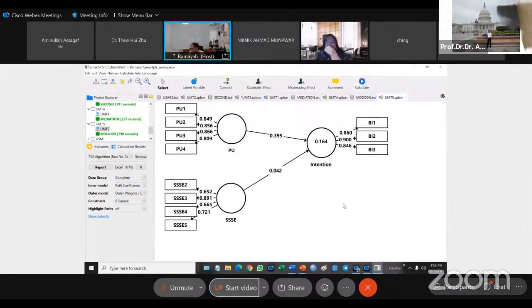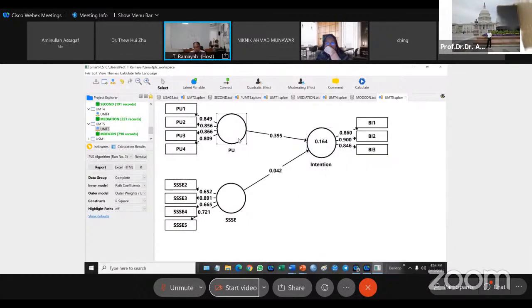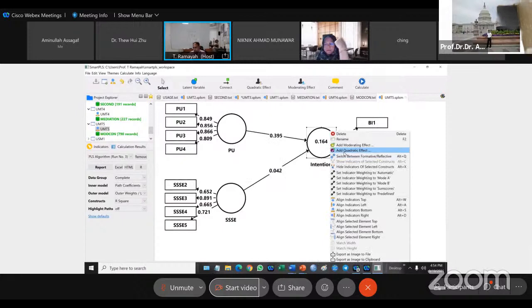Okay, create the interaction effect. How do you create the interaction effect? Here, you have to click on the dependent variable, right click. This is the same way you create quadratic effect. Yesterday we discussed about non-linear relationship. So if you want to create non-linear relationship, you can click on this variable. We can add quadratic effect, and that's for non-linear relationship.